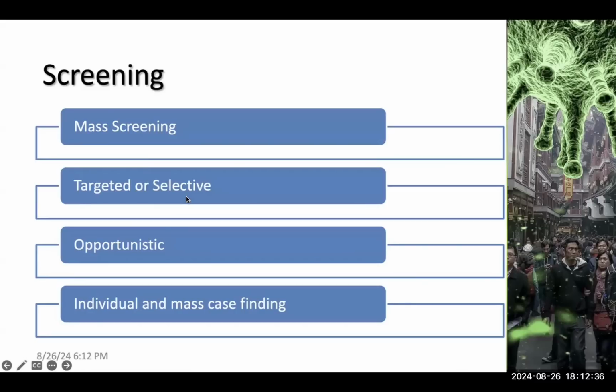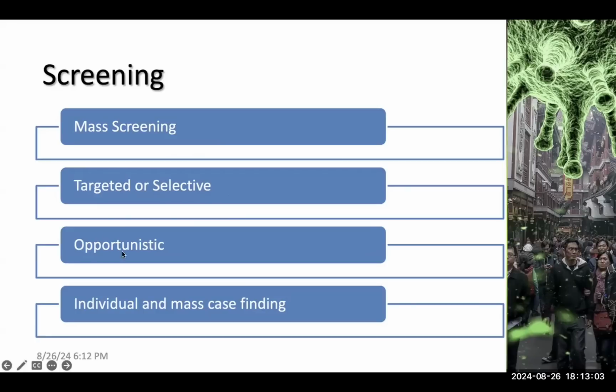When we say targeted or selective screening, we do that for special populations. For example, we do selective screening for commercial sex workers for STDs, and for factory workers. We also do that sometimes, especially for factory workers in cotton mills, where we want to screen them for pneumoconiosis or brucellosis.